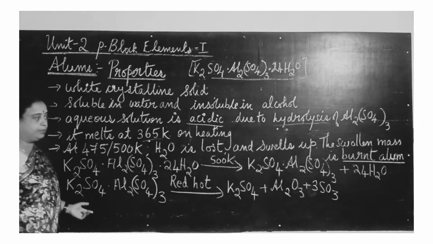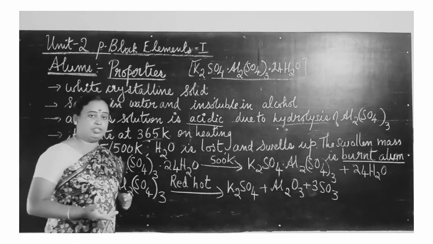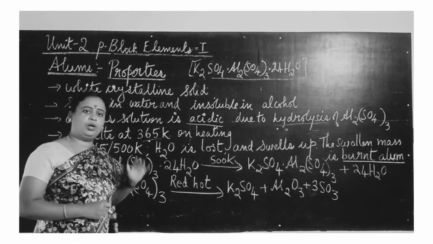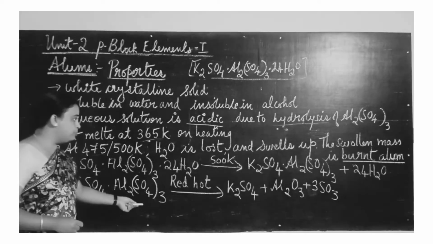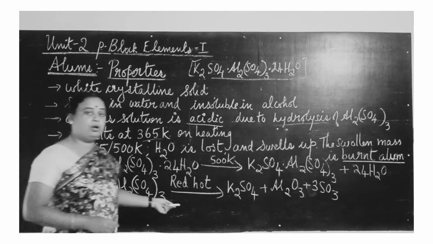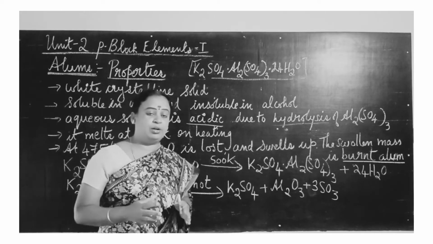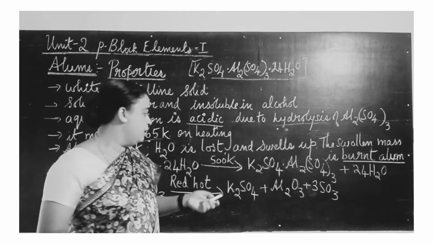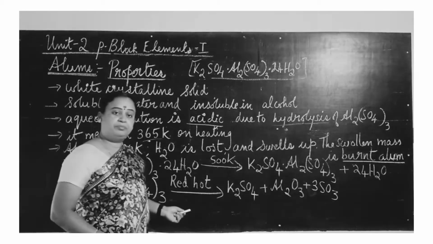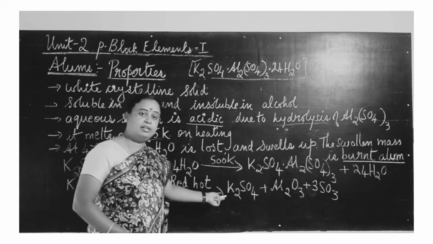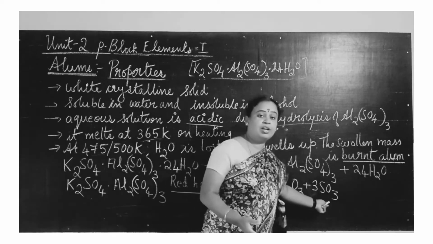Now in the next step, we take this burnt alum, again increase the temperature and heat it to a high temperature, make it red hot. So when we make this burnt alum red hot, what happens to it? It undergoes decomposition. Decomposition is splitting. So decomposition takes place and K2SO4, potassium sulfate, aluminium oxide or alumina, and sulfur trioxide are obtained.